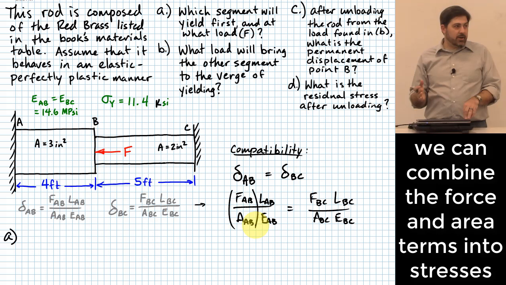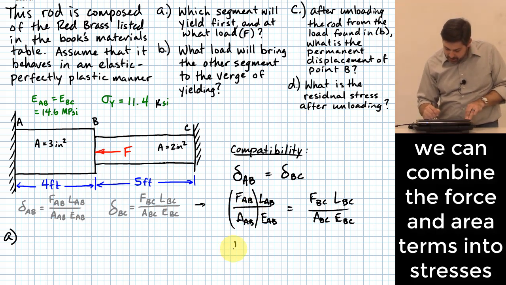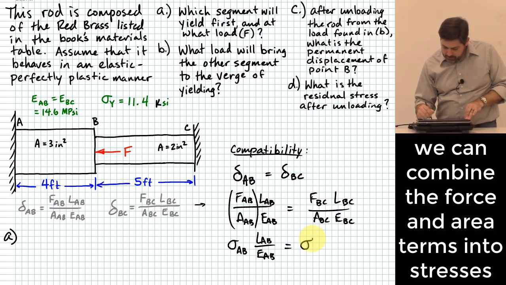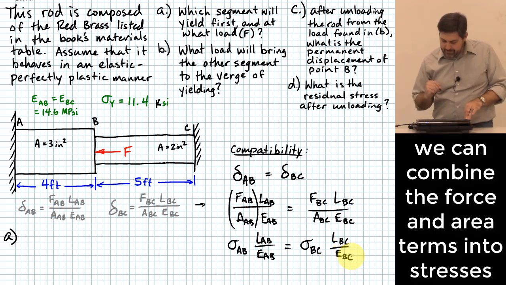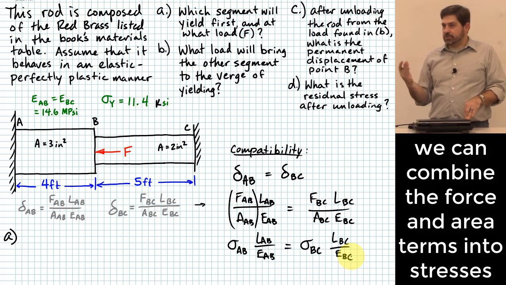That's force over area. Another way we could describe that is the stress in segment AB. So let me do a little substitution and say that is actually equal to stress AB times LAB over EAB. This is going to be equal to stress BC, for the same reason, times LBC over EBC. Fair, right? Because F over A is just stress in each one of those cases, okay?